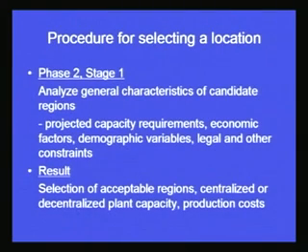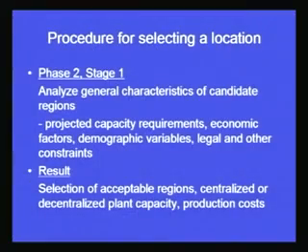So projected capacity requirements is one important thing. The second thing is the economic factors, that is, the profit and loss factors that we have to take into account. How much would be the distribution cost, how much would be the variable cost, how much would be the fixed cost, all those factors have to be taken into account. Then the demographic variables: the distribution of population, which type of population is staying in which type of areas, what kind of demand is being generated in the different demographic zones. All those things have to be taken into account. Then legal and other constraints also have to be taken into account.